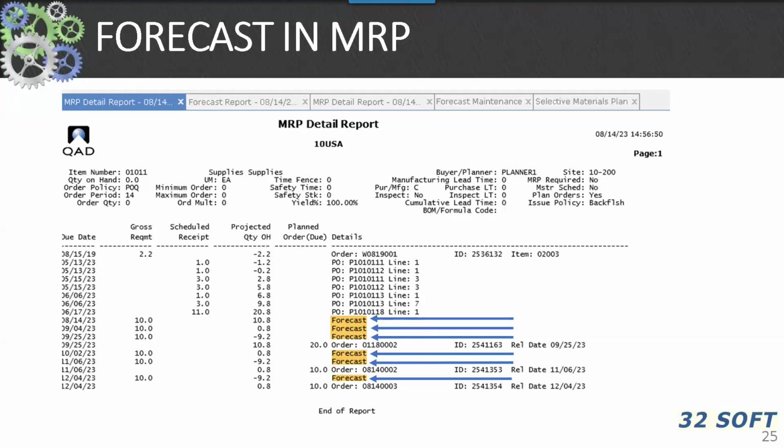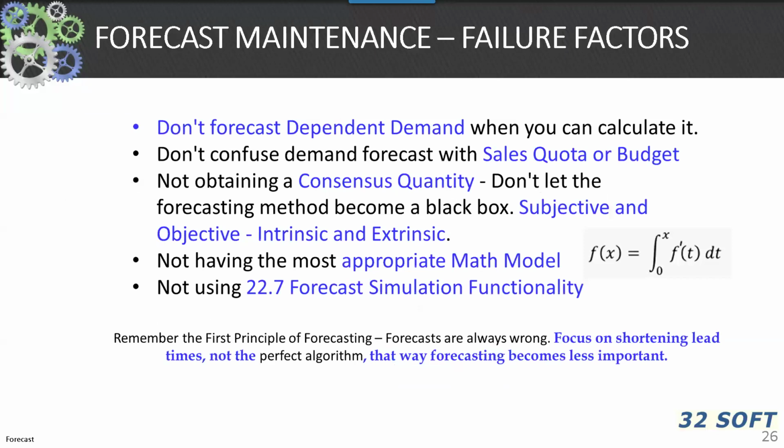After the forecast has been entered into 22.1, the demand is exploded and recognized in 23.14 and 23.17 as illustrated. Since forecasts are so central to your MRP process, there are several ways you can wreak havoc on MRP. If you try to forecast dependent demand, don't; calculate dependent demand. Forecast independent demand, but don't confuse independent demand with sales quotas or budgets. Only forecast demand. And you must obtain a consensus quantity. Forecasting doesn't work unless everybody agrees on it.